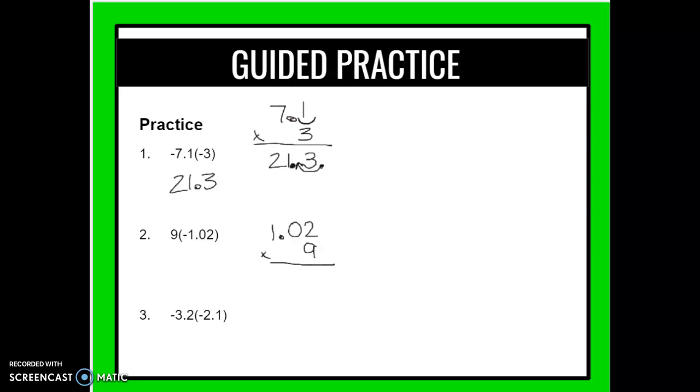Number 2, I have 1.02 times 9. So 2 times 9 would be 18. 9 times 0 is 0, plus 1 would be 1. And then 9 times 1 is 9. I'm going to count how many digits are behind the decimal. There's 2, so I'm going to start in the back of my answer and go over 2 spaces. So I have 9.18. And then I look at my signs. I have a positive times a negative, so those have different signs. So my answer is negative 9.18.